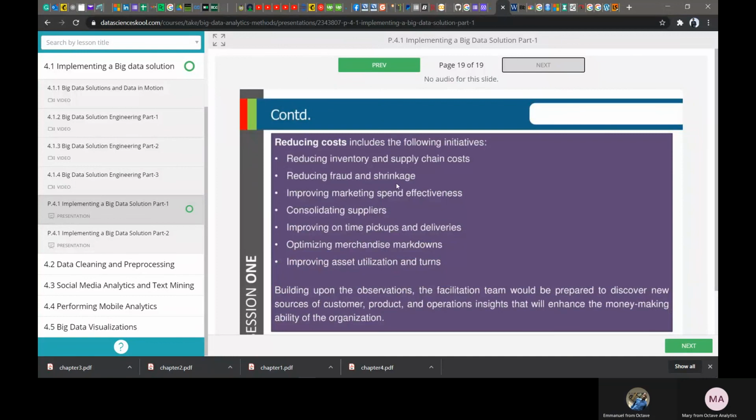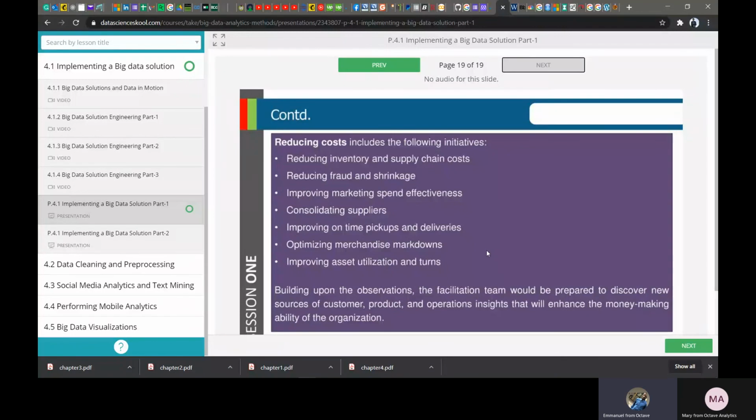Now, the last slide here. So reducing cost includes the following initiatives: reducing inventory and supply chain costs, reducing fraud and shrinkage, improving marketing spend effectiveness, and that's the cost of having to blast campaigns, like I mentioned earlier. The cost of campaigning 100 customers can be compared to the cost of campaigning 500 customers. Consolidating suppliers, improving on-time pickups and deliveries, optimizing merchandise markdowns, improving access to installation and terms and all of that.